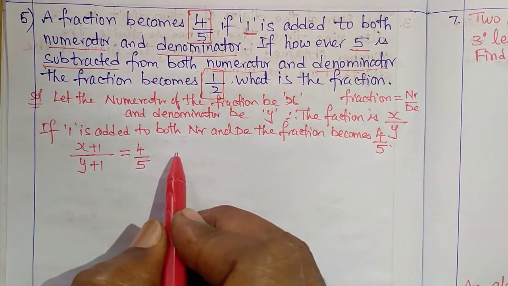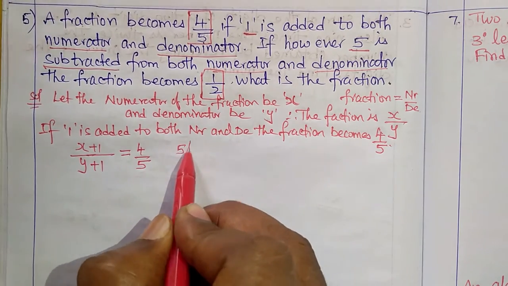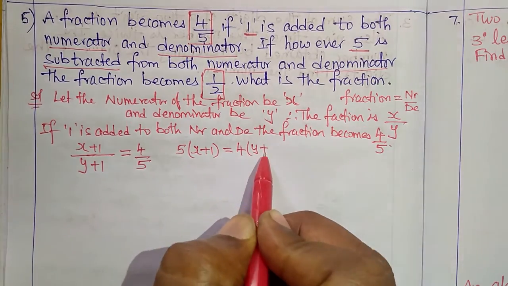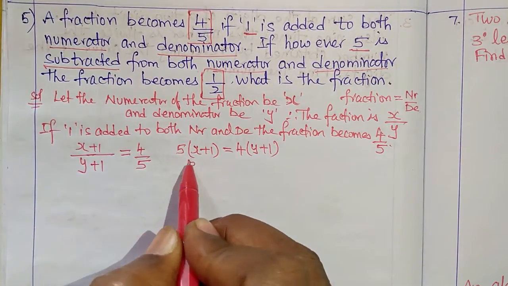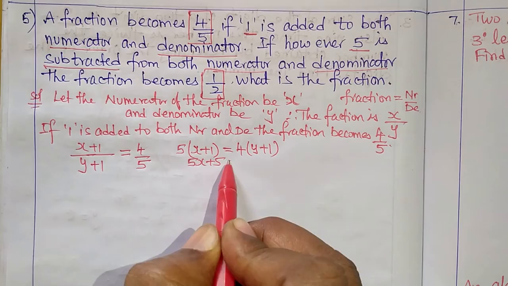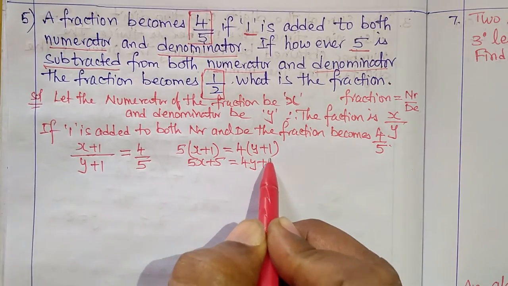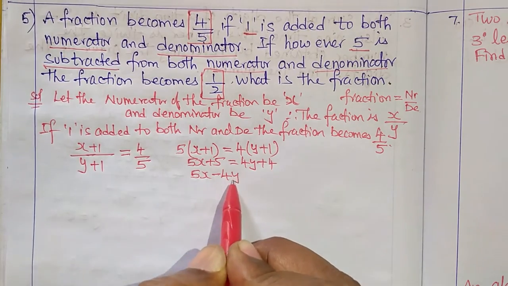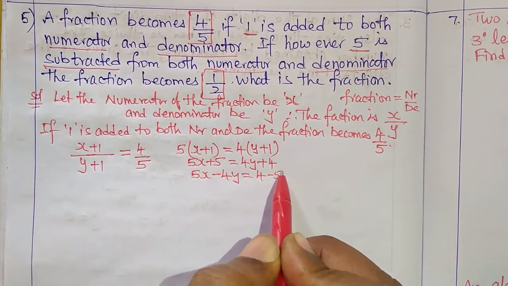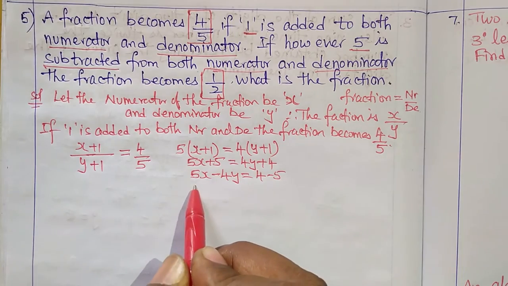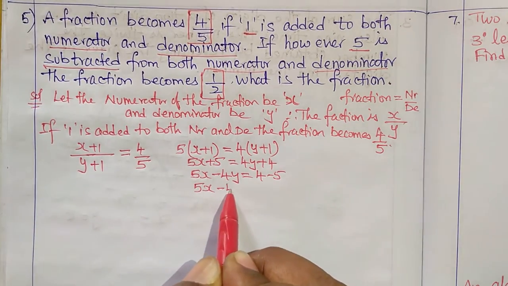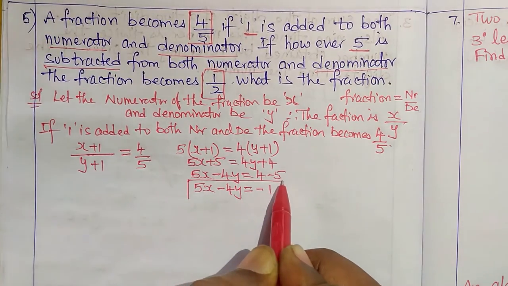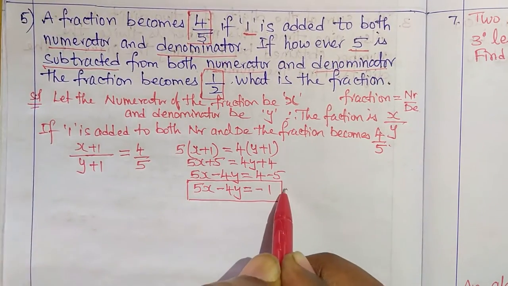If you simplify this, what will happen? Cross multiply: 5 into x plus 1 is equal to 4 into y plus 1. So 5x plus 5 is equal to 4y plus 4. So it is 5x minus 4y is equal to 4 minus 5. I brought this 5 to this side. So finally 5x minus 4y is equal to minus 1. This is the first equation that I have got here.